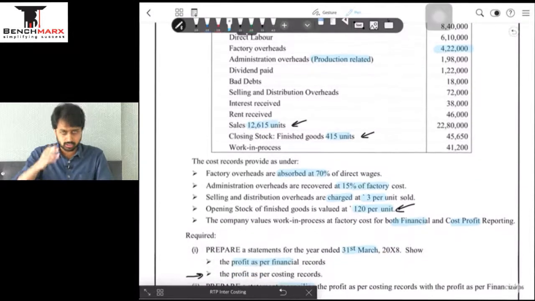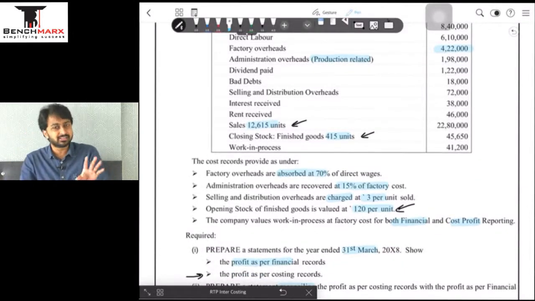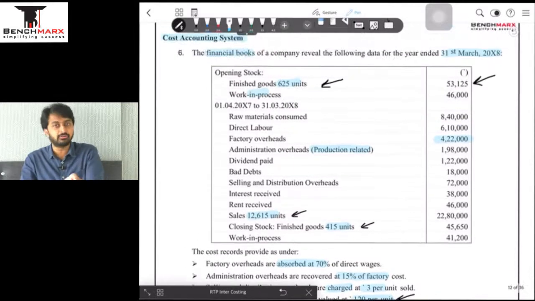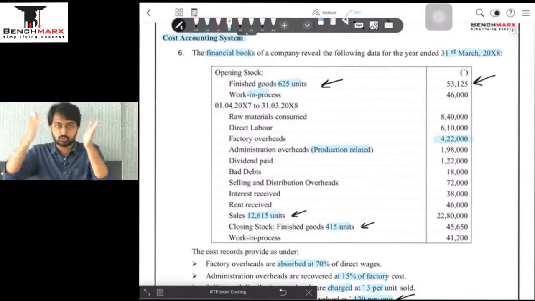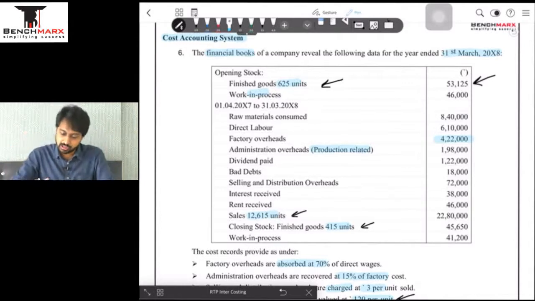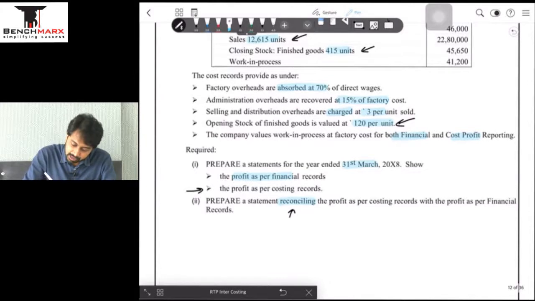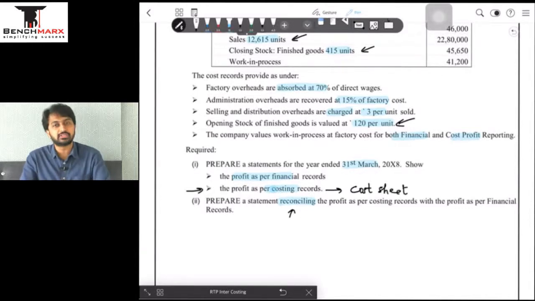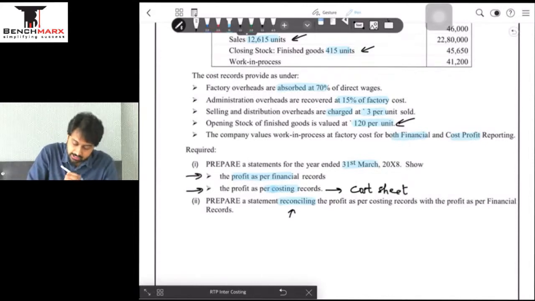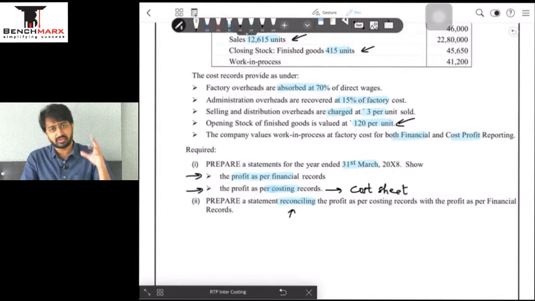We'll make a trading P&L combined account and we'll get the financial records का profits. Very simple, कुछ भी नहीं करना है. All these details are given to us. It's simple. We have to simply post debit or credit side and we'll get the profit directly without using any buddhi as such. Then second part, profits as per cost. Profit as per cost eventually means prepare a cost sheet. This will give us the profits as per cost records. And first part, subpart A, will give me profits as per the financial records.